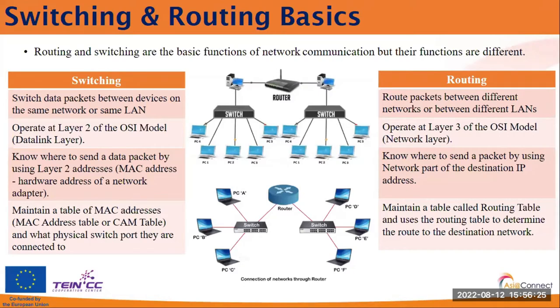data packets, or you can say frames or Ethernet frames, within the same LAN, whereas the router operates at layer 3 of the OSI model. A router knows where to send data packets by using the network part of the destination IP address. So the main note here is that a switch maintains a table of MAC addresses, and a router will also maintain a table that considers IP addresses. The router maintains a table called the routing table, and uses the routing table to determine the route to the destination network. Okay.